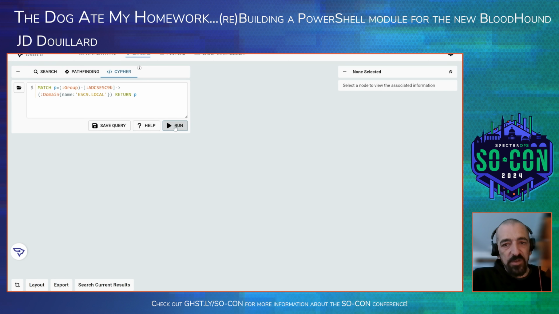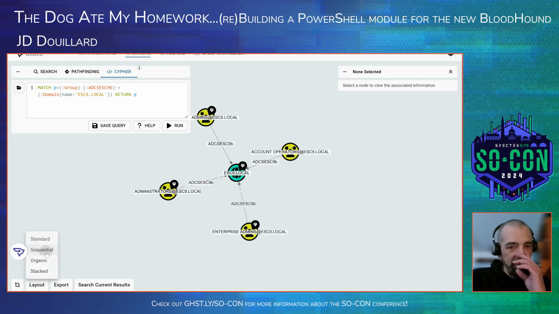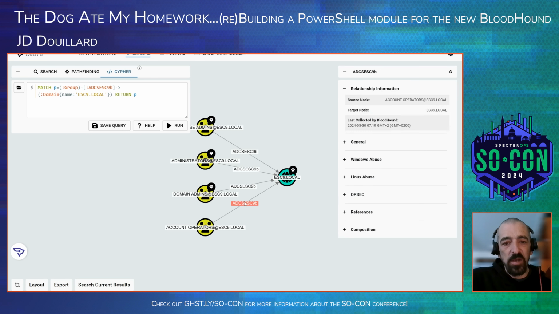And we do have these 4, let me layout, sequential, I don't know, whatever. We do have these 4 groups with an ESC 9B to the domain, right? What I want to show you is the equivalent of doing, when you click on the edge here for an escalation, you can get the composition.